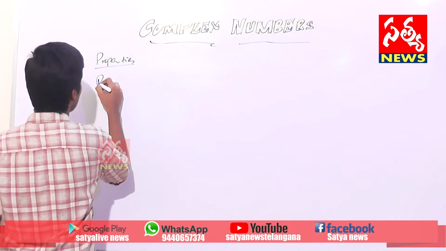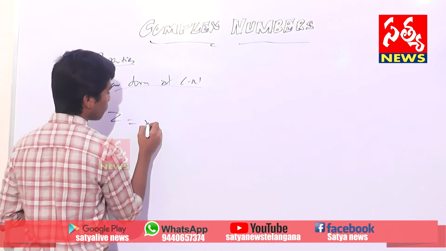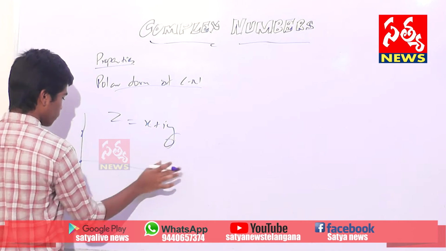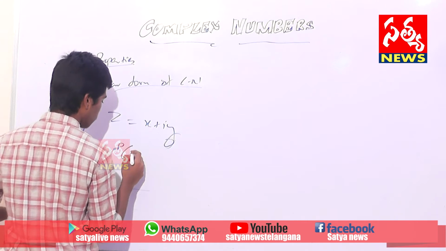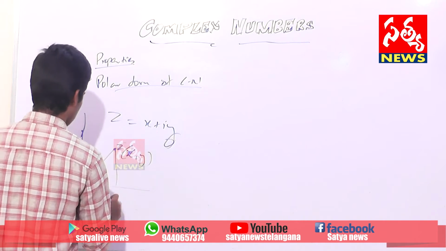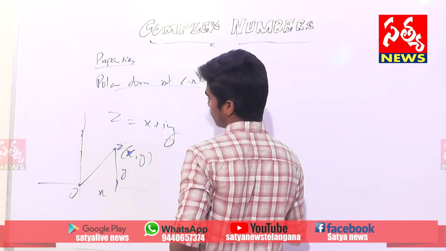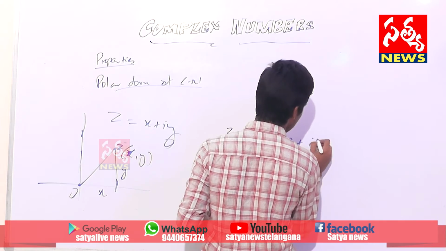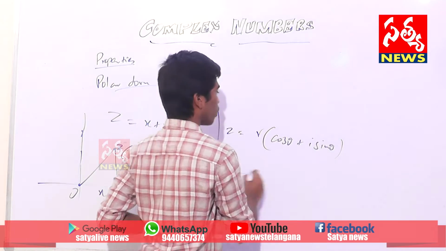Next is polar form of a complex number. If z is a complex number x plus iy, in the graph it is represented like this. This is P or z, x comma y, origin, x and y. So polar form of z means z equals r into cos theta plus i sin theta. See here how we got this.